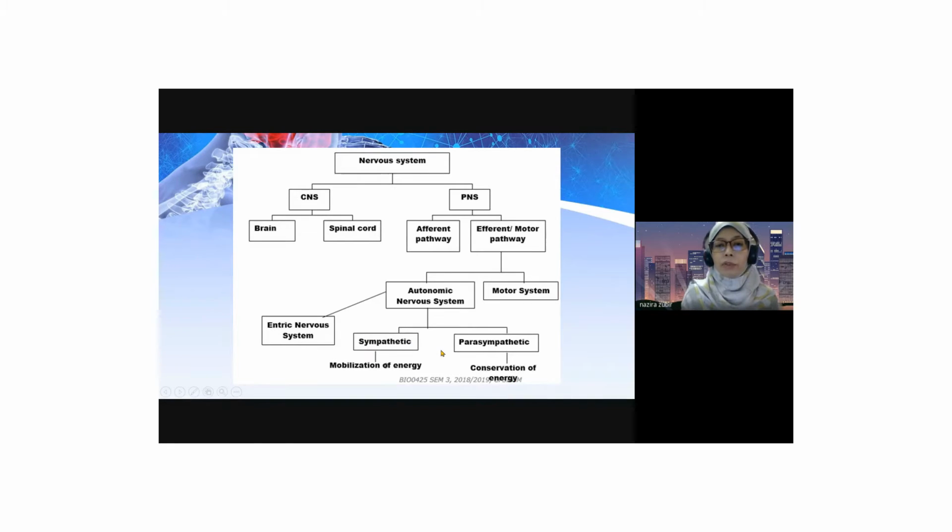Different types of neurotransmitters or different types of hormones are released during sympathetic and parasympathetic. Parasympathetic is more on the relaxed condition, rest. Sebab tu tak ada mobilization of energy, they reserve the energy. But sympathetic ni macam fight or flight. Okay, macam adrenaline rush. So high blood pressure, high heart rate.